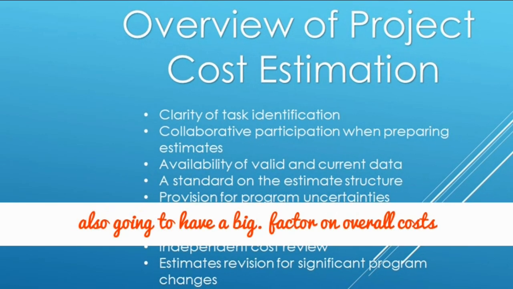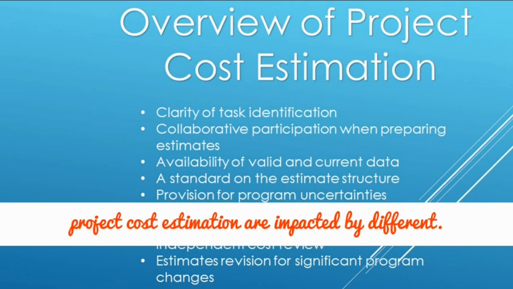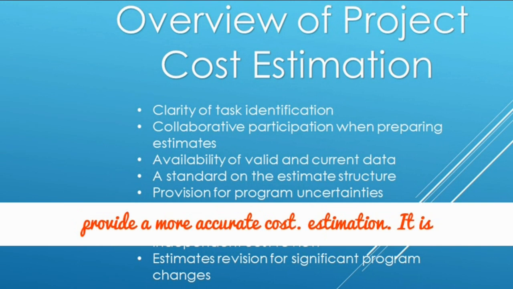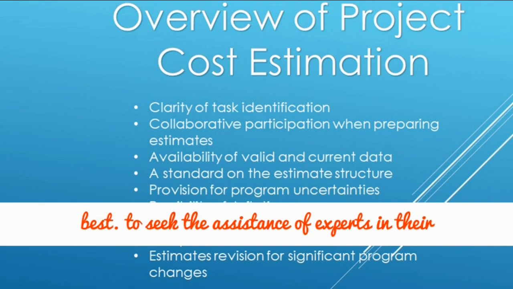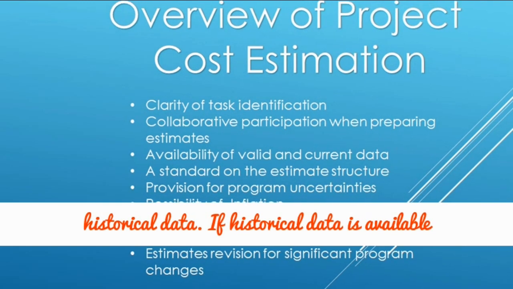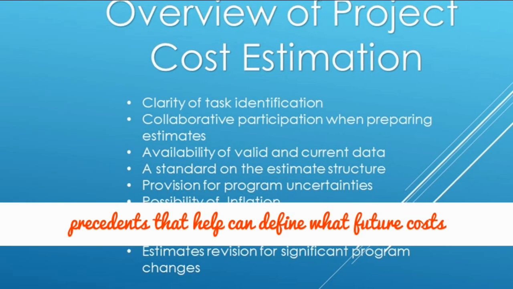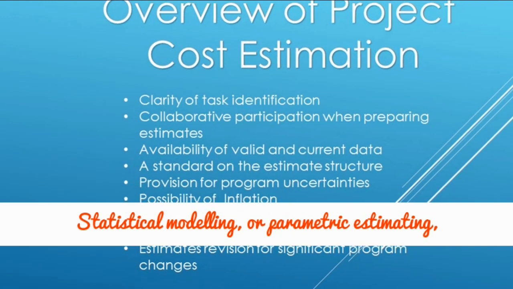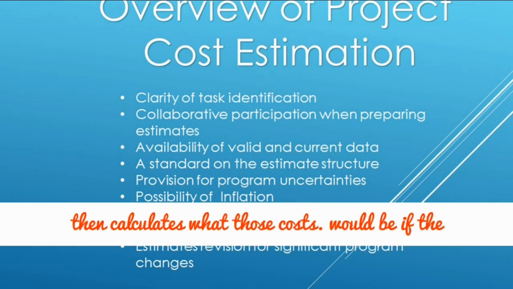The techniques required for project cost estimation are impacted by different factors. This can be alleviated by techniques to provide a more accurate cost estimation. It is best to seek the assistance of experts in their field, a subject matter expert, SME, or historical data. If historical data is available, this is known as analogous estimating, which shows precedents that can define what future costs will be in the early stages of the project. Statistical modeling, or parametric estimating, also uses historical data of key cost drivers and then calculates what those costs would be if the duration or an aspect of the project is changed.